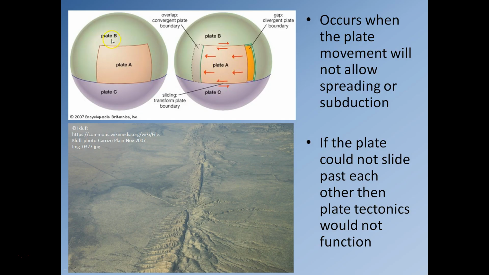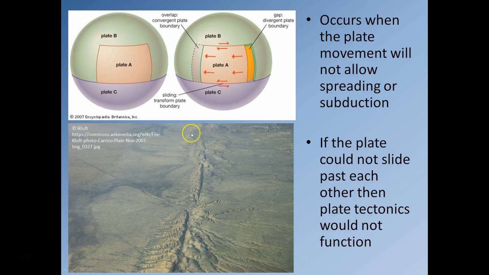Now this means that obviously along the edges here you have a situation where crust is not being made or destroyed, but plate A has to slide past plate B and plate C, and so obviously along here and along here we have to have transform plate boundaries, otherwise this sliding motion could not occur.